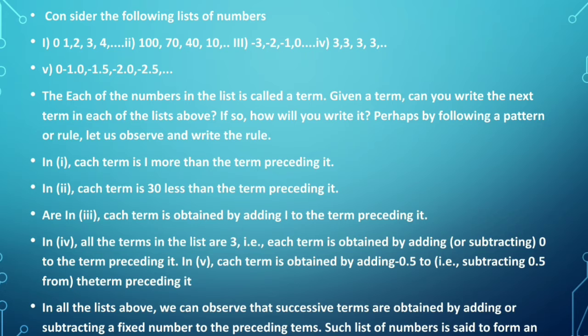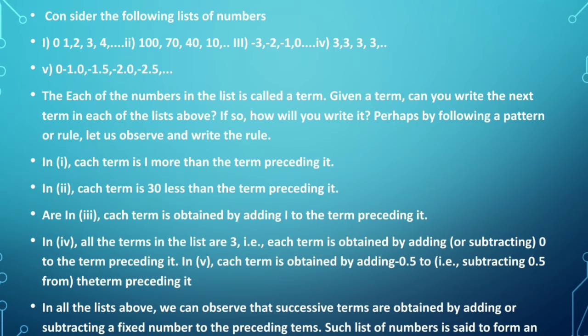In the third one, each term is obtained by adding 1 to the term preceding it: -3, -2, -1. So -3 plus 1 we get -2, -2 plus 1 we get -1, -1 plus 1 we get 0, and so on. In the fourth, all the terms are 3, that is, each term is obtained by adding or subtracting 0 to the preceding term. In the same way in the fifth also.